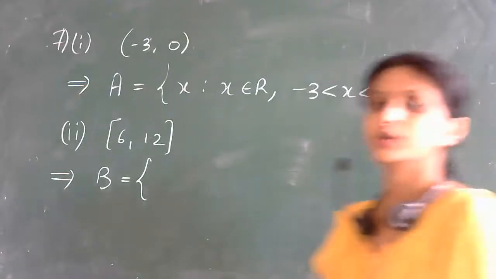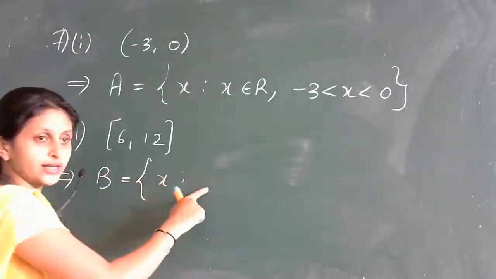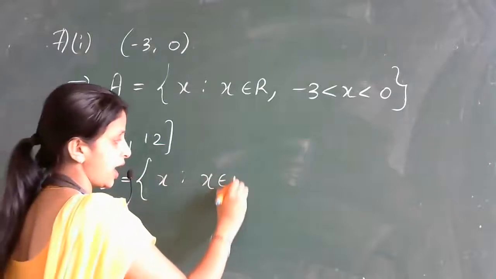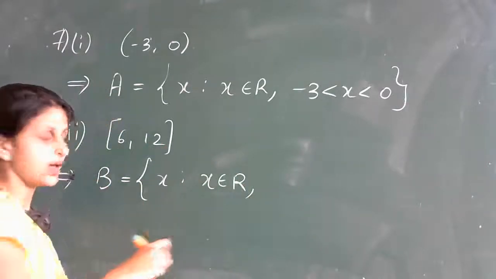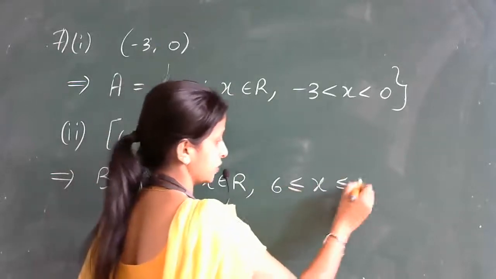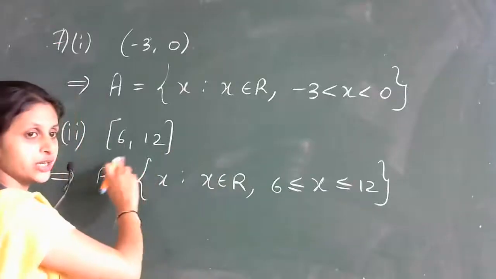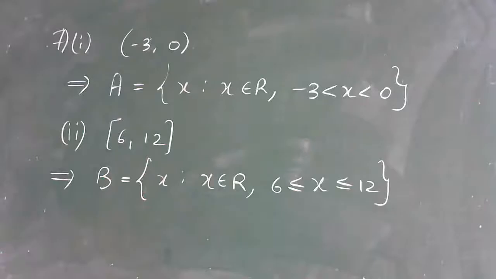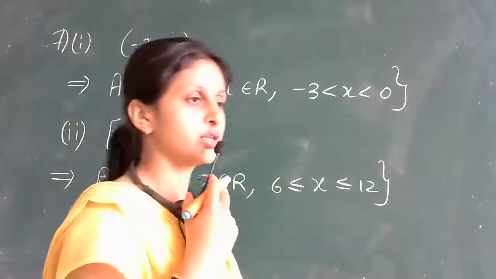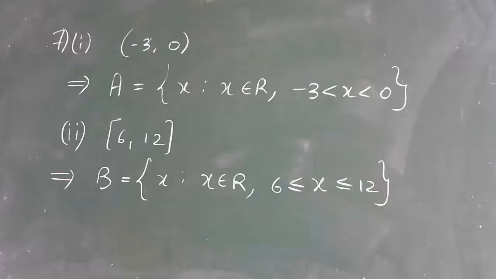Very good. It is x such that, these things you have to write, students. X belongs to R, means x is a real number, and x should lie between 6 and 12. And both 6 and 12 are included because we have closed intervals on both the sides. Only one student is answering. What about the rest? Please do answer, students.